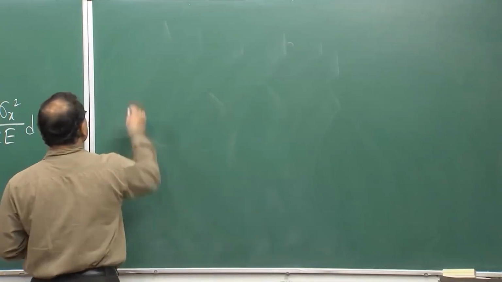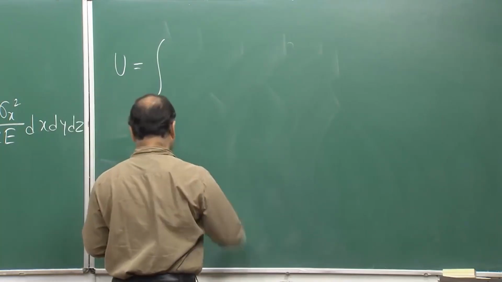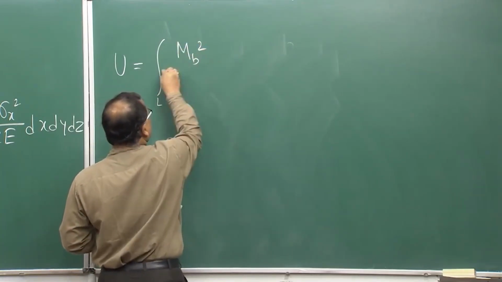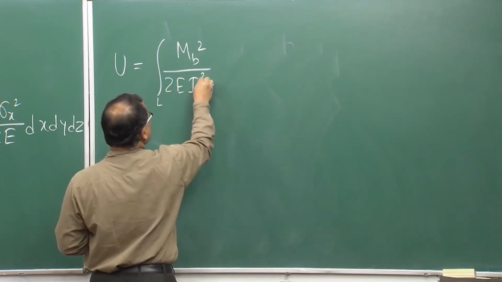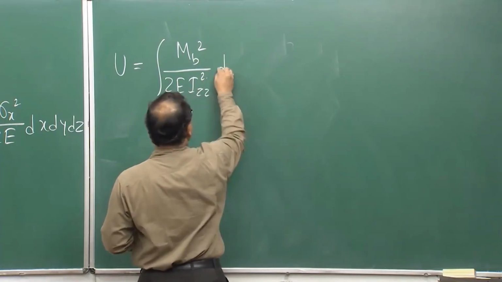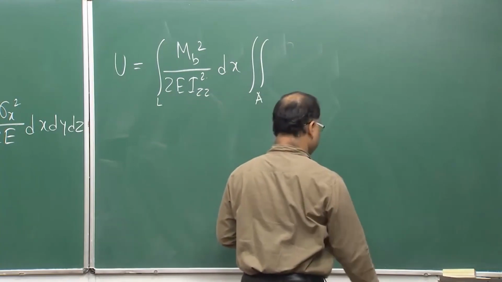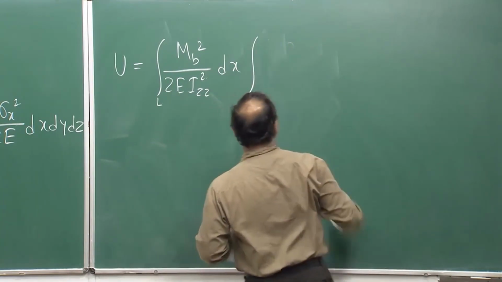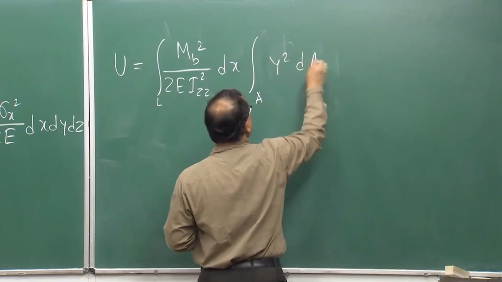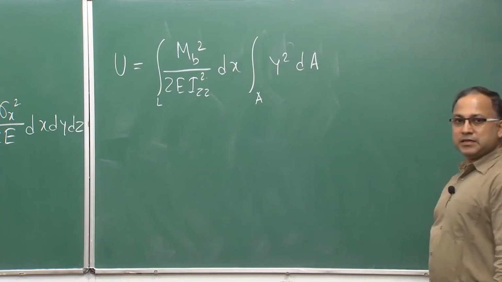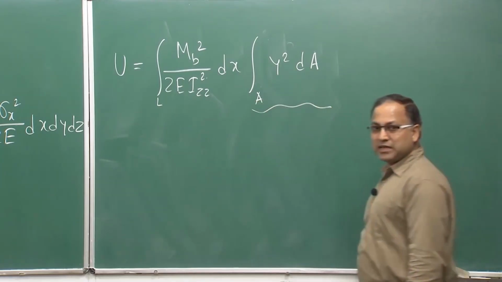This can be further written as U equals integration over the length L of Mb square by 2 E Izz square dx, and a double integration, and we can simply write integration over the area A of y square dA, where dy dz is nothing but dA. Now, what is this? Simply Izz, right.